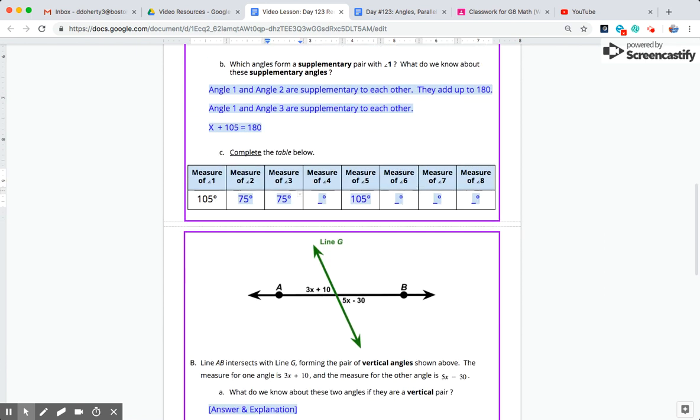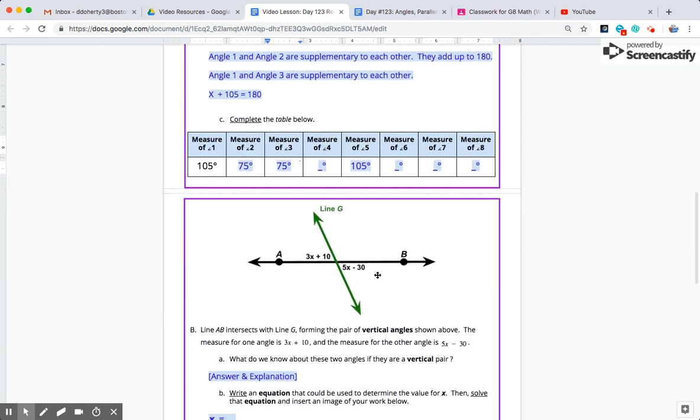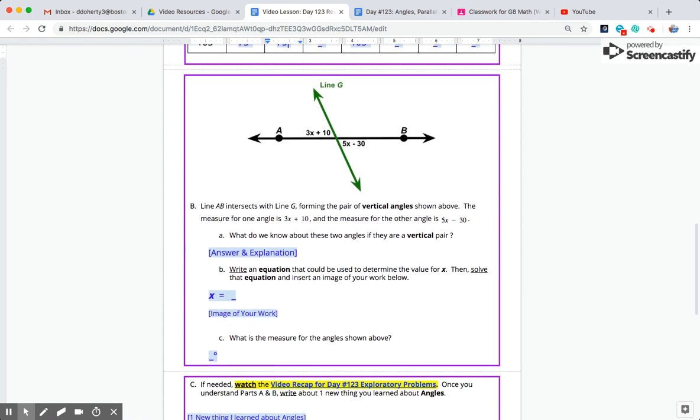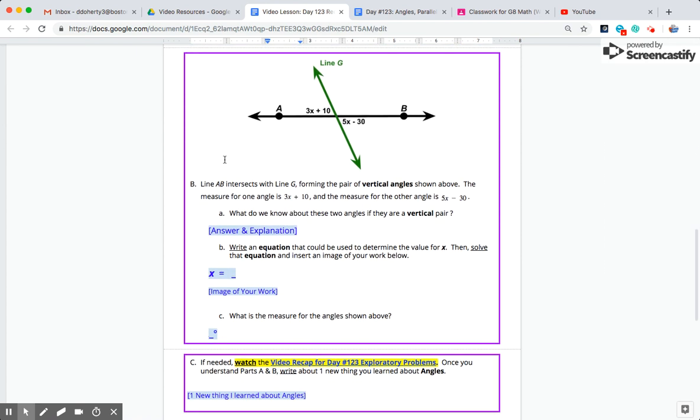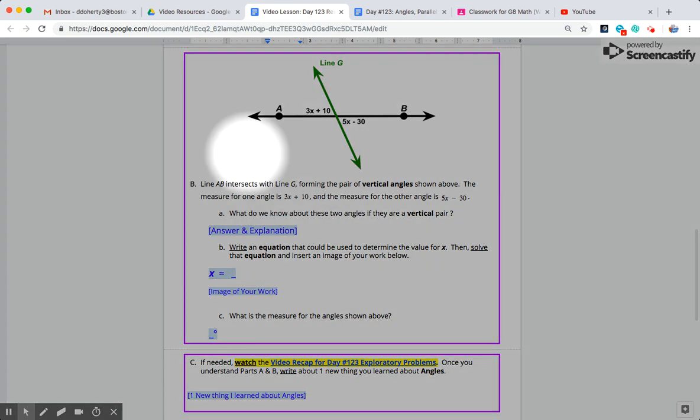At this point, if you had struggled with part B, I'd encourage you to again pause the video, you and your partner try to figure this out on your own. But now I'm going to talk you through part B. Part B is a little different. It's still based on some of these same properties, but it's going to combine another skill.